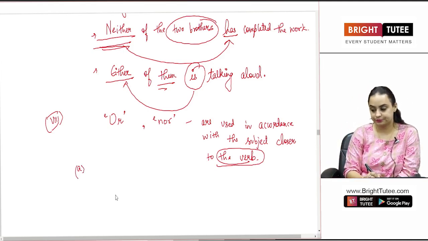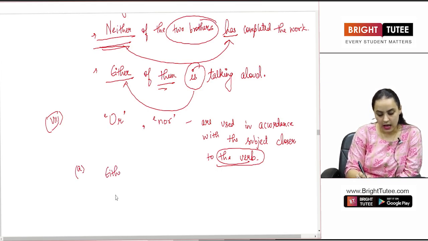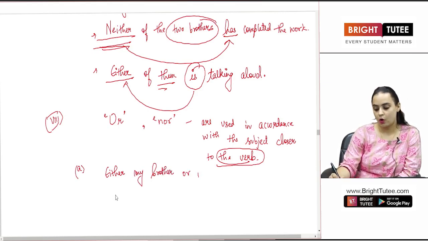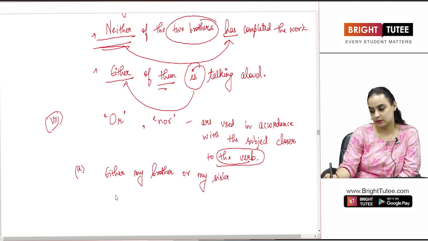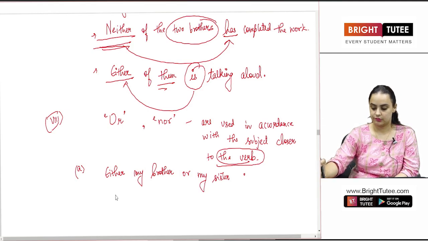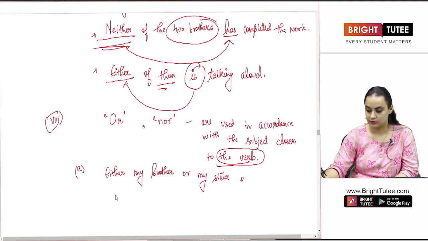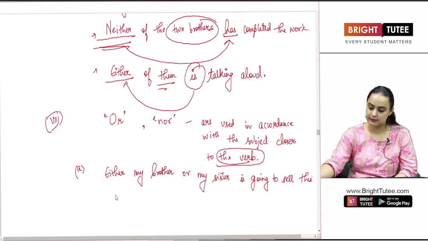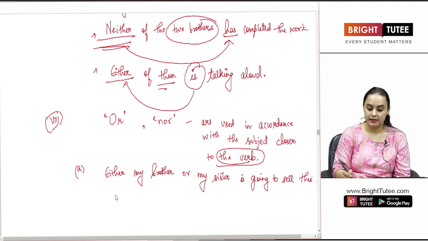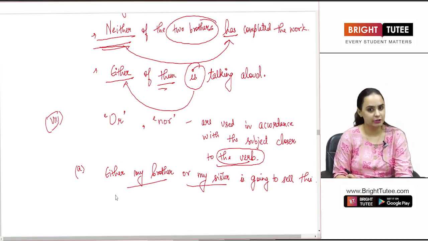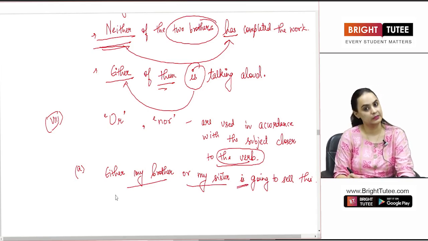For example, "Either my brother or my sister is going to sell this." Now, like I told you, there are two subjects, brother and sister. Both of them are singular, so my verb will be singular.